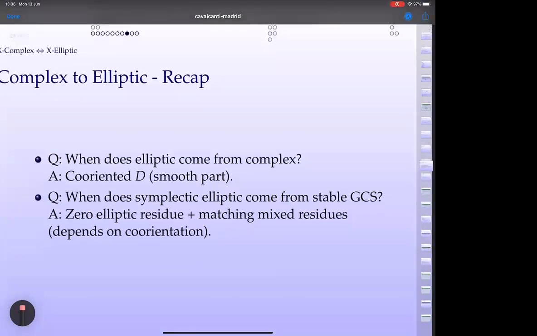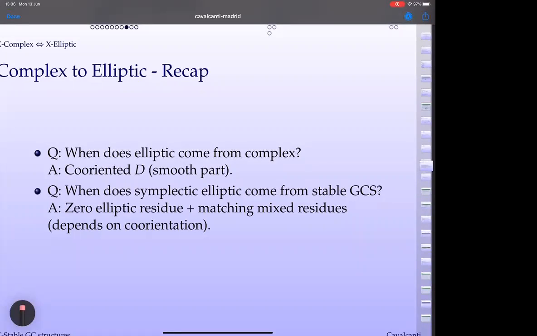So, just a recap. There are two questions that we're trying to answer here. One of them is, when does an elliptic log tangent bundle come from a complex log tangent bundle? And the answer was, as long as the smooth part of the divisor is coriented, I get that. For every choice of corientation, I get a different complex divisor that does the trick for me. So there's a bunch of choices that give me different complex divisors mapping to the same elliptic one. And the second question: when does the elliptic symplectic form come from a stable one? If I manage to produce a symplectic form on this elliptic log tangent bundle, when is it generalized complex? And there were two things, the zero elliptic residue and the matching of mixed residues.